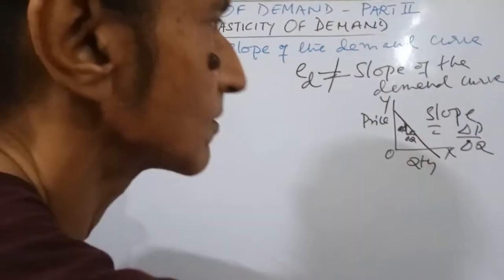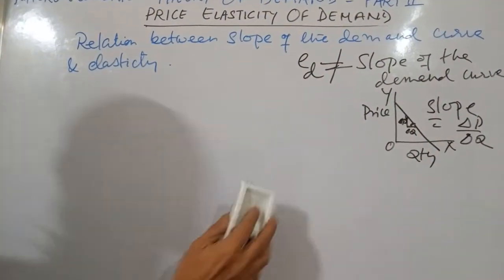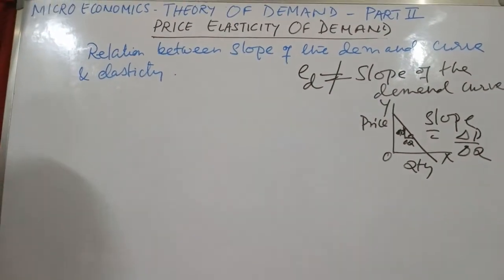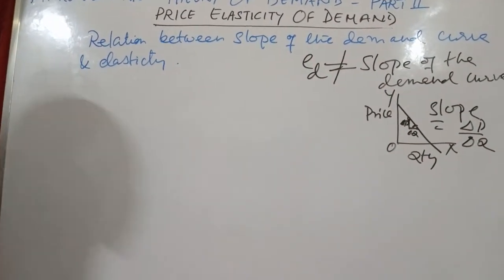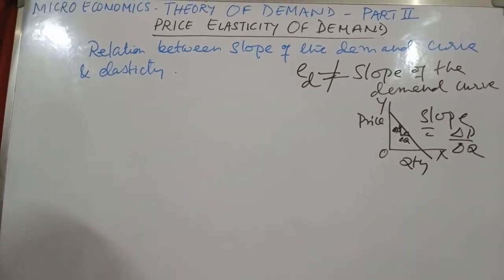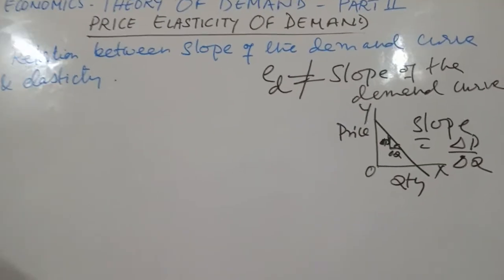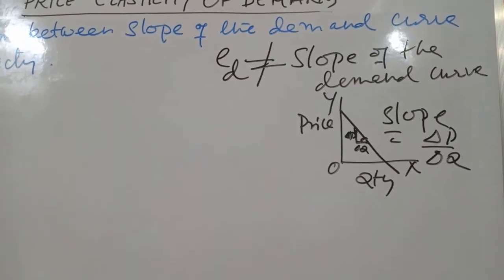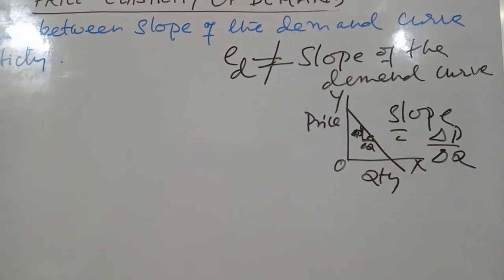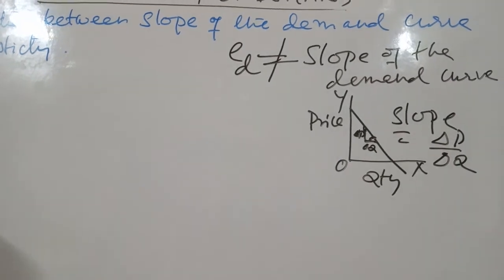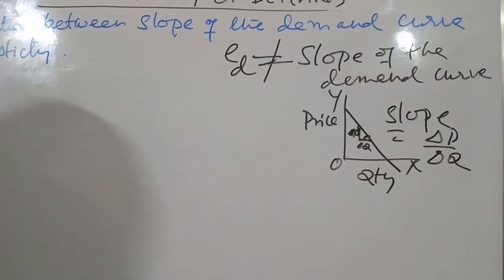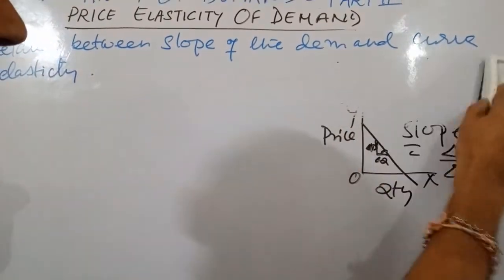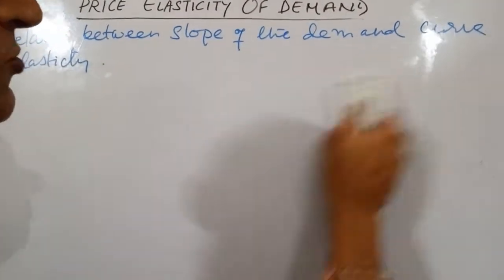Now I am going to draw two diagrams to demonstrate that when slopes are different, elasticity can be the same, and when elasticities are different, slope can be the same. Okay. So I am erasing this one because I have to draw two more diagrams.